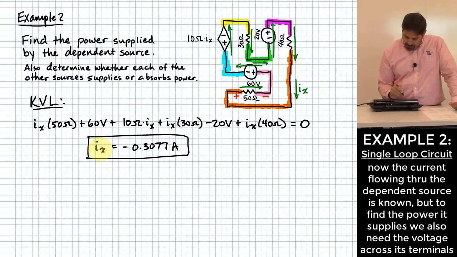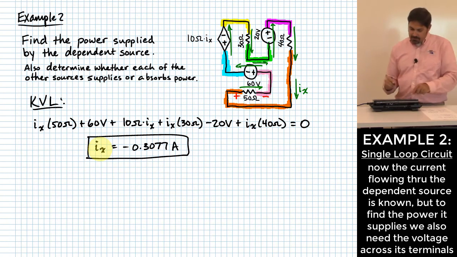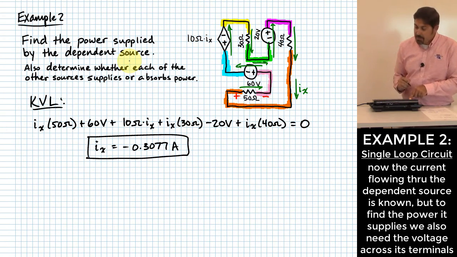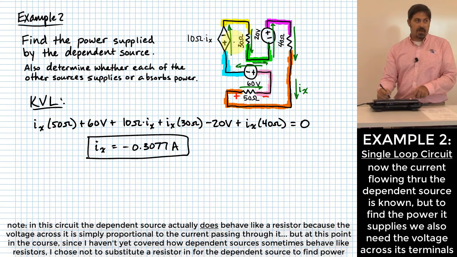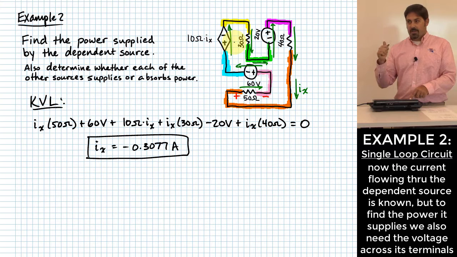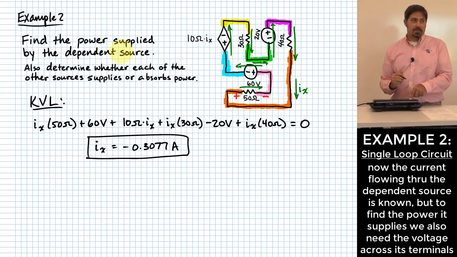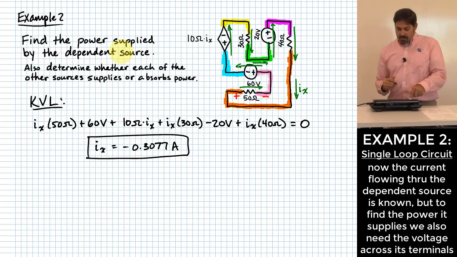Is that what we were supposed to find? It says here, find the power supplied by the dependent source, right? How do we do that? The dependent source is not a resistor, correct? So I need to simultaneously determine the voltage across the dependent source and the current through the dependent source. If I know those two things, then I can determine how much power is being supplied by the dependent source. With me? All right, so let me do this.